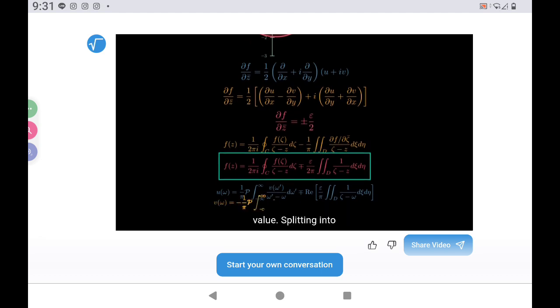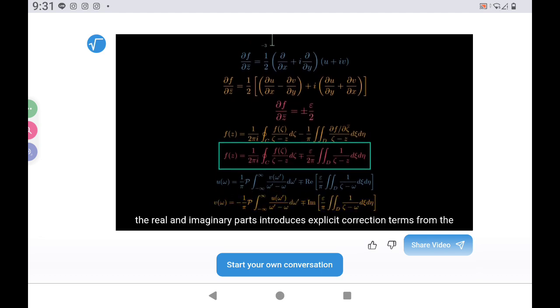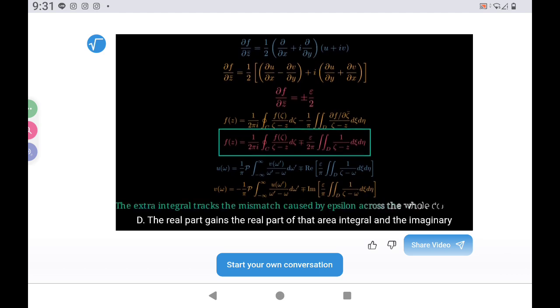value. Splitting into the real and imaginary parts introduces explicit correction terms from the double integral over D. The real part gains the real part of that area integral, and the imaginary part picks up its imaginary part with the same plus or minus sign.